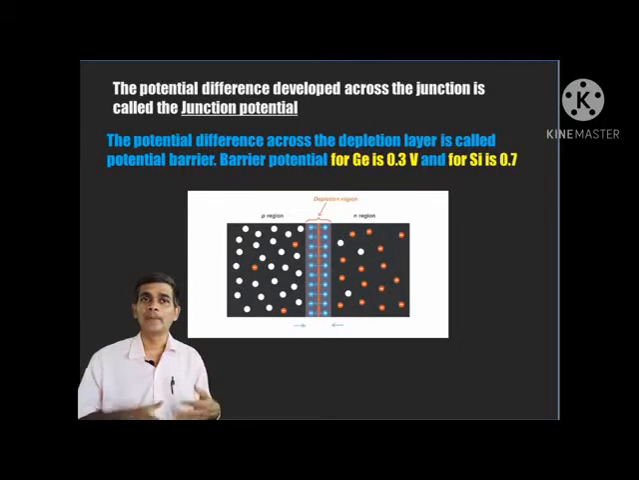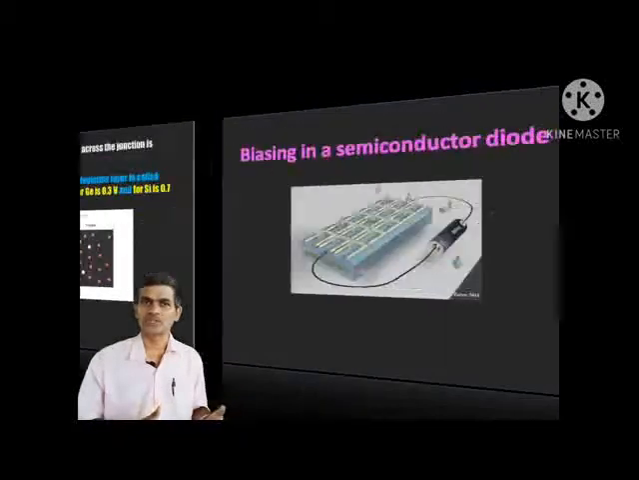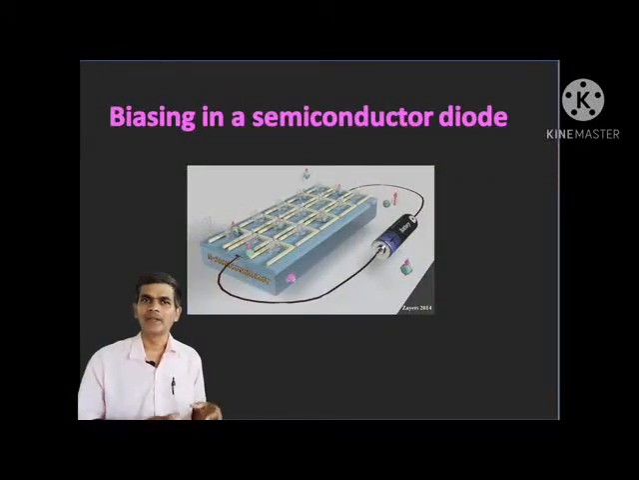Next we'll see biasing of a semiconductor diode. When you apply an external potential difference by connecting a battery, it is called biasing of a semiconductor. There are two types of biasing: one is forward bias, another is reverse bias.